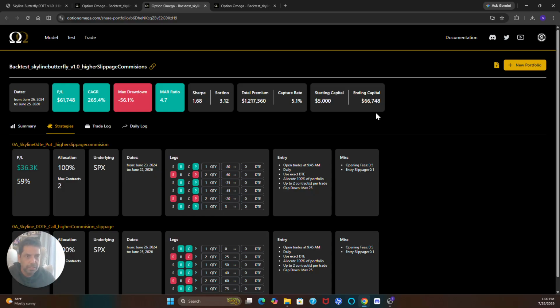The key difference you will see is there is higher drawdown. You would see here a lower P&L and lower CAGR compared to the baseline test.